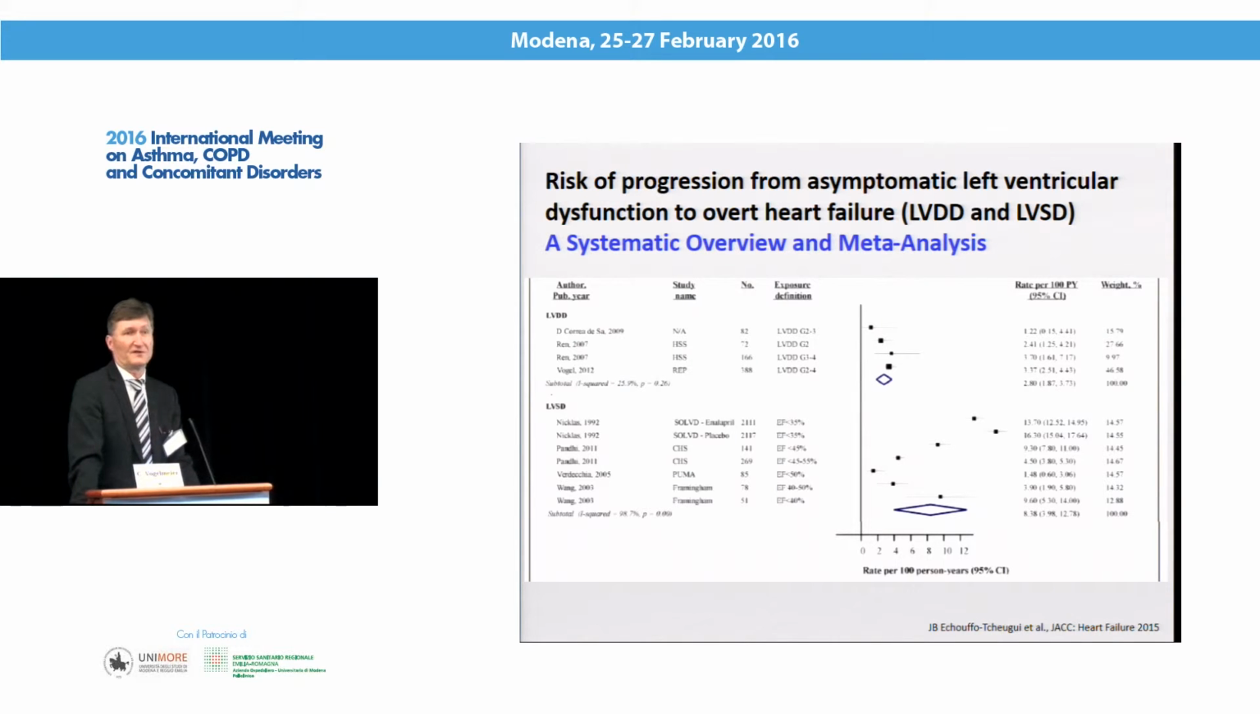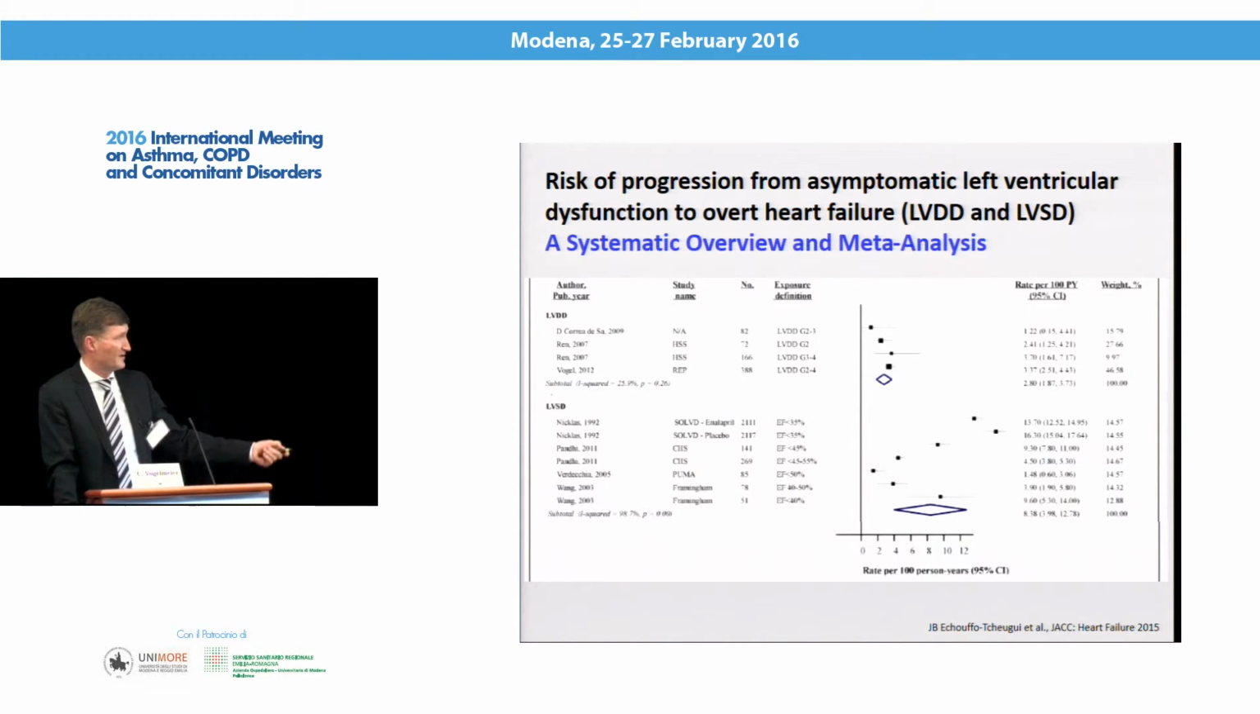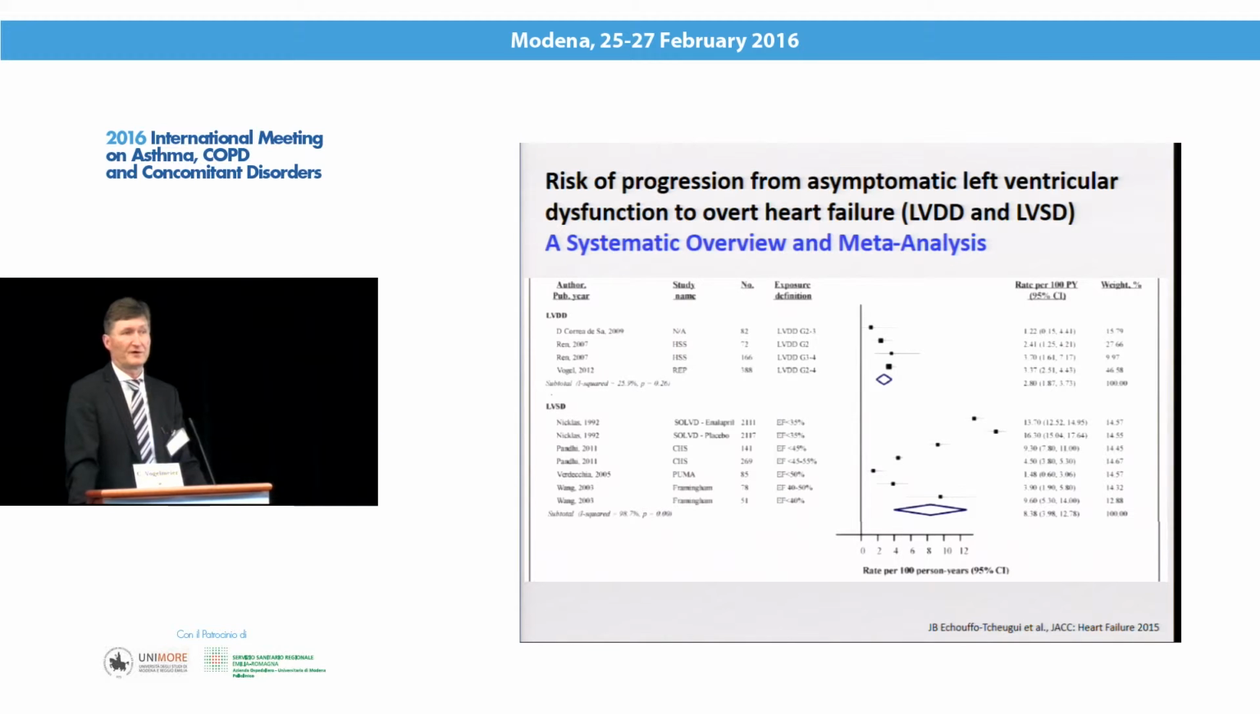Now, this is a very nice analysis where only studies were included where patients at the beginning of the study had, by echo, left ventricular dysfunction and no overt heart failure, and then they followed up these patients and looked how big the risk was that over time they developed overt heart failure. On top, you see the patients with diastolic dysfunction, at the bottom with systolic dysfunction, and when you look here at the summary graphs, although the risk is not as high for patients with diastolic dysfunction compared with systolic dysfunction, there is a risk of about 4 that they may develop overt heart failure over time compared to patients that do not have that.